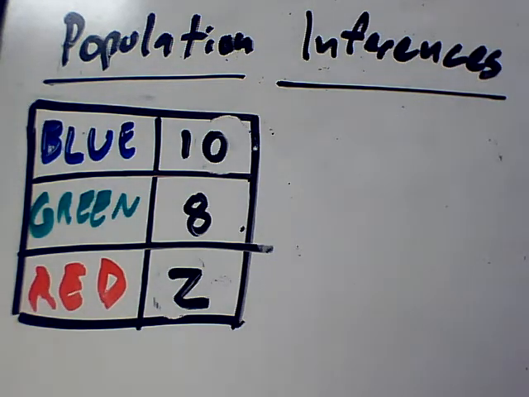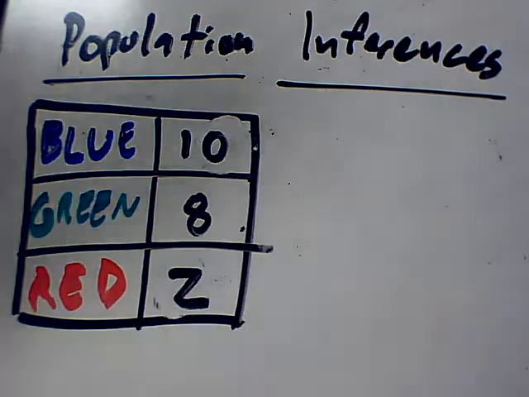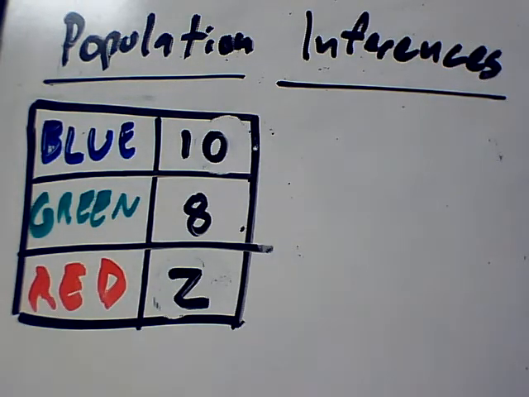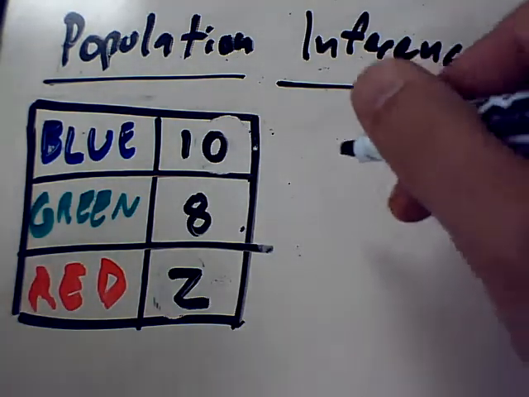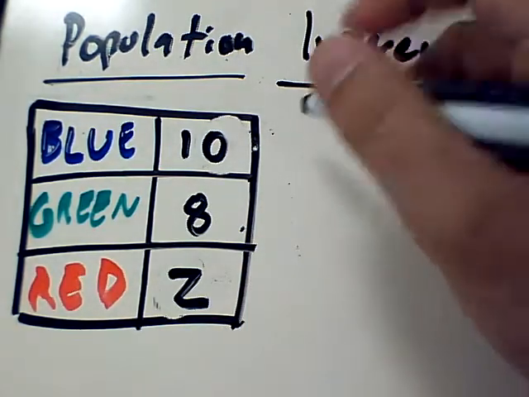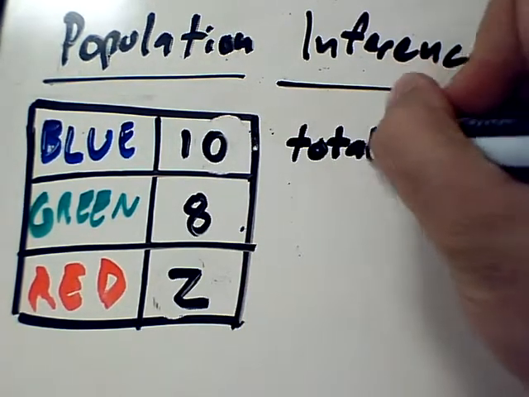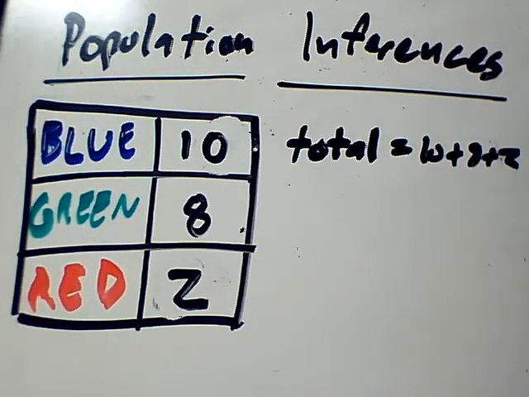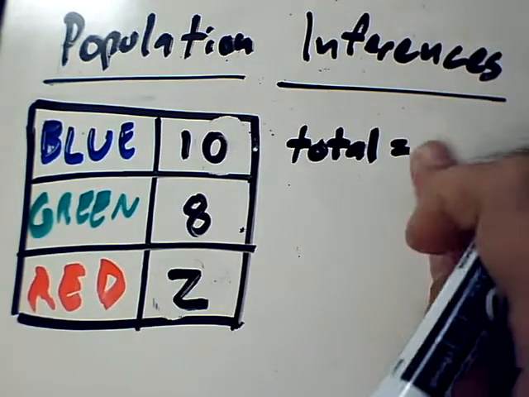Okay, so now we could talk about population inferences, or stuff we can infer or deduce or determine regarding data when we see it. So let's say this is a survey that was taken among these kids. Of them, 10 said they prefer the color blue, 8 said they prefer the color green, and 2 said they prefer the color red. So one of the first questions we can ask is how many kids in total were surveyed? And that would be 10 plus 8 plus 2, which of course would be 20.